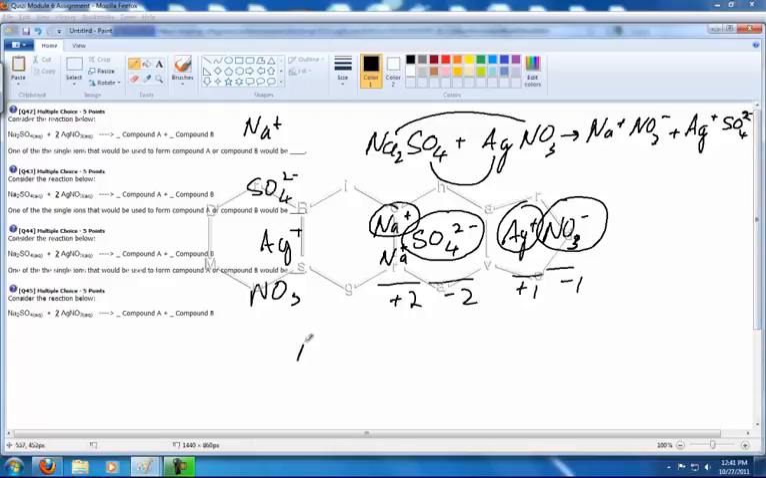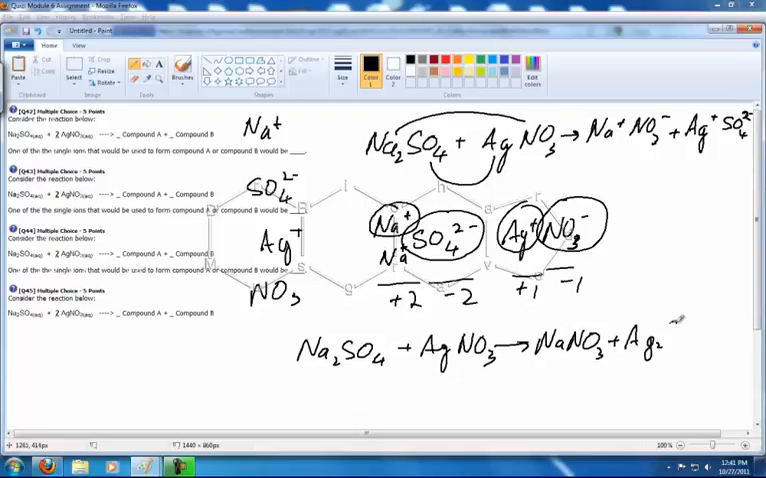So now I'm going to go ahead and rewrite that. We've got Na2SO4 plus AgNO3, and the Na plus and the NO3 minus will join together to give NaNO3. The Ag plus and the SO4 2 minus, I'm asking myself this question: how many of these do I need to balance out the -2 on the sulfate? And it would be Ag2SO4, and that's how I'd end up with that particular arrangement there.